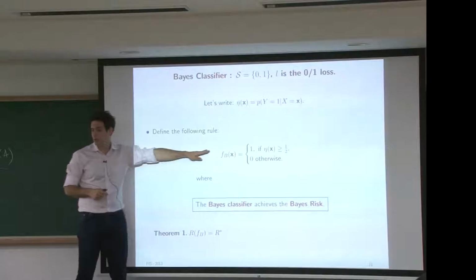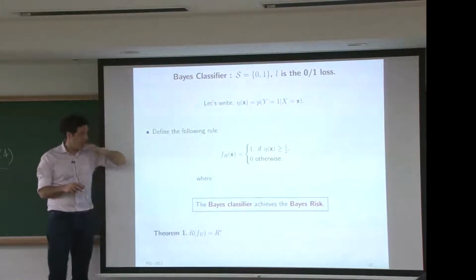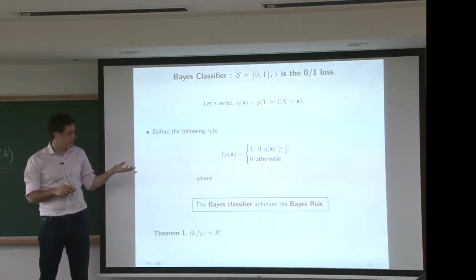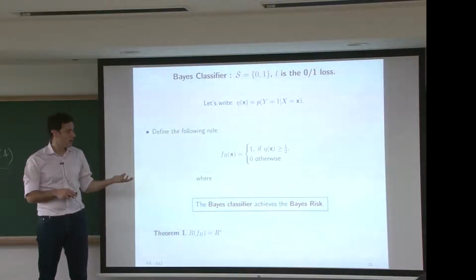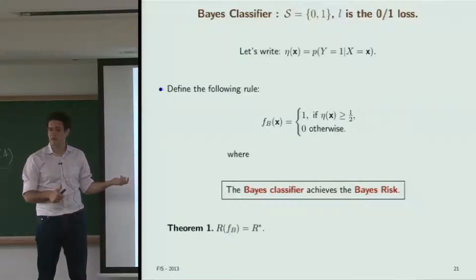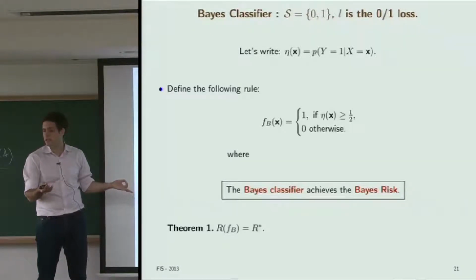And let's define the following rule. I call this FB of X. FB of X is very simple. It will tell you that the answer is 1 if eta of X is bigger than 1/2 and 0 otherwise. If you look into this formula, it's very intuitive. The Bayes classifier will say that X is 1 if the probability that it's a 1 is bigger than 1/2, which means that the probability it's a 0 would be smaller than 1/2.